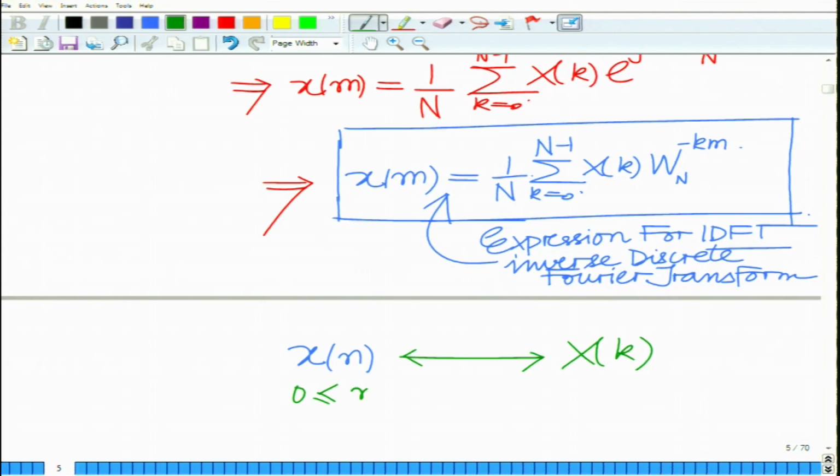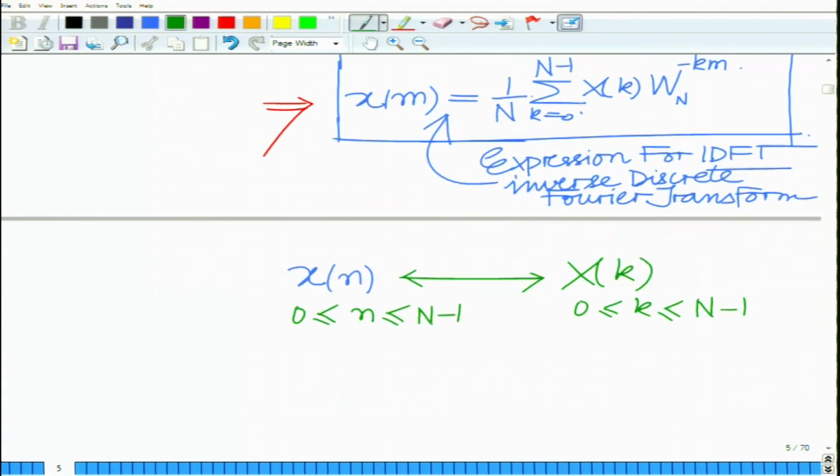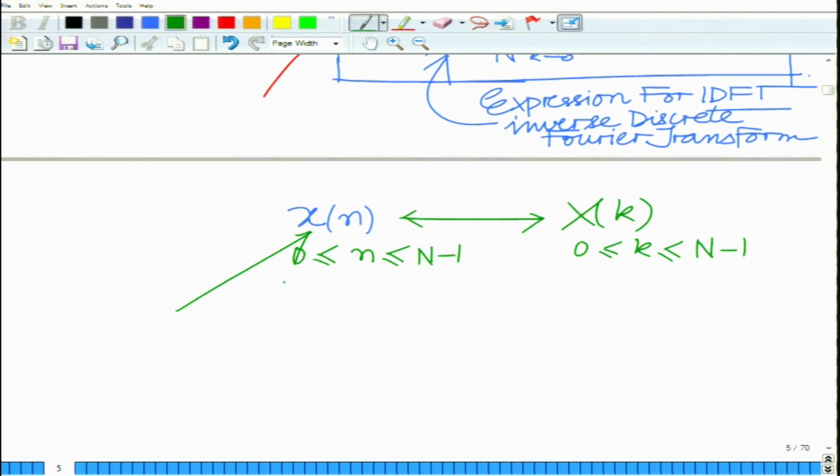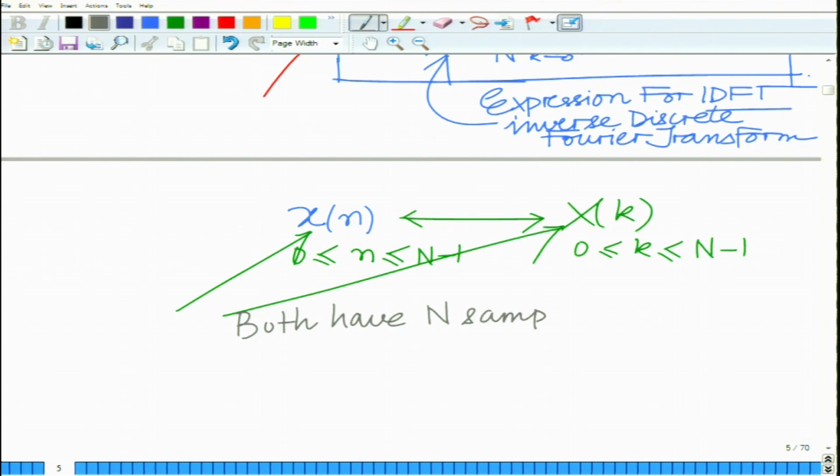x n and x k form a DFT pair, x n in the range 0 to capital N minus 1, k also in the range 0 to capital N minus 1. So, these form a DFT pair. Both have N samples. Observe that both the original samples and the DFT coefficients are N in number.